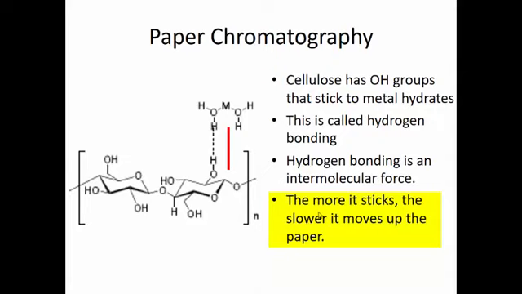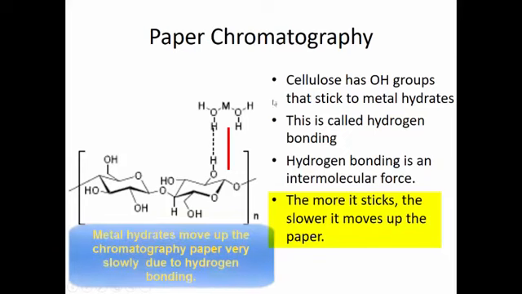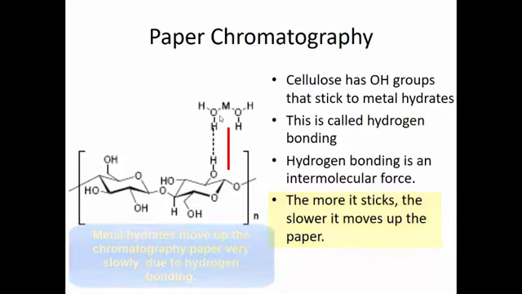And so we expect that a metal hydrate is going to move up the chromatography paper a lot slower, and it's going to have a lower RF value than something that does not stick to the paper as well.